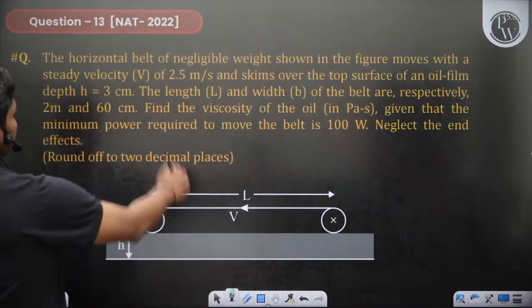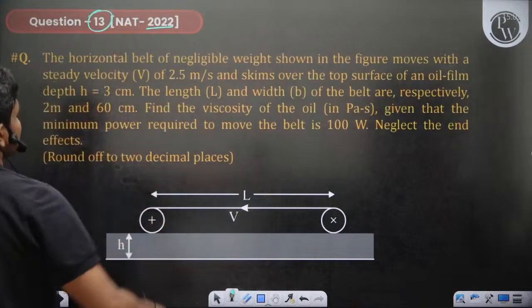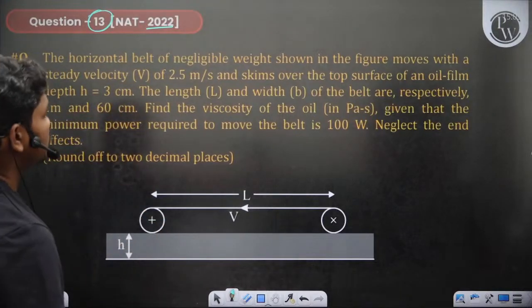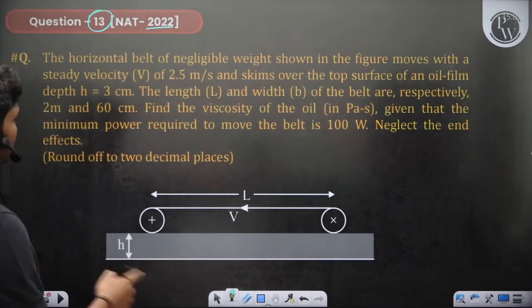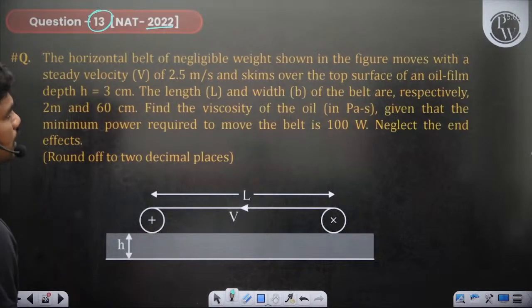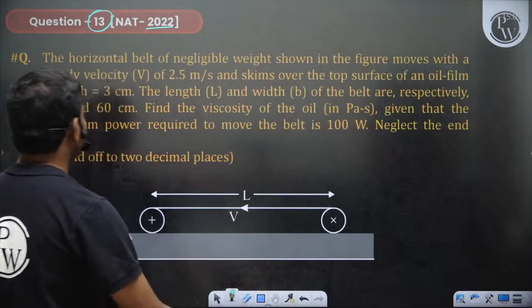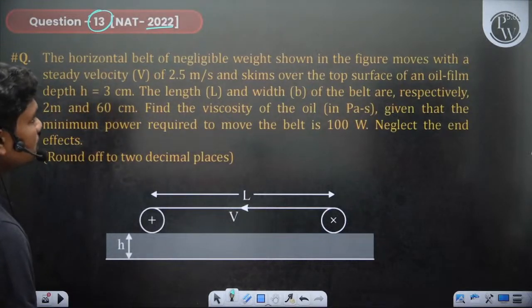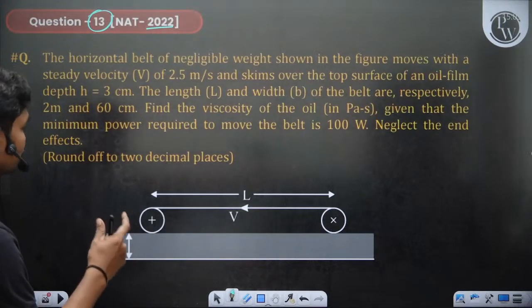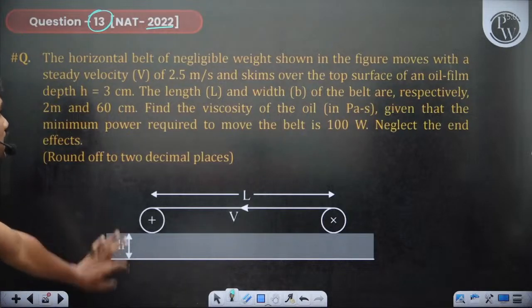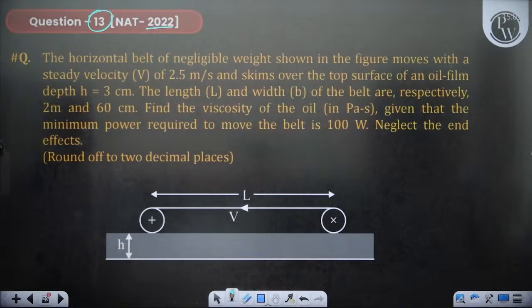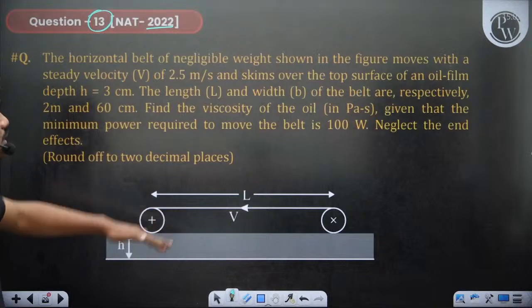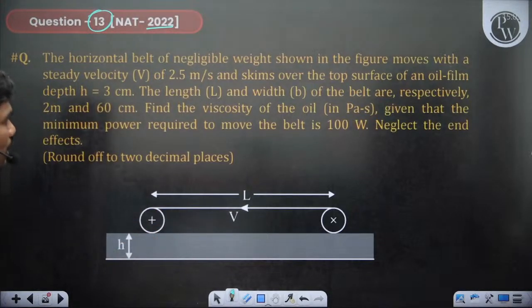So let's solve 2022 again. Question number 13. The horizontal belt of negligible weight, as shown in the figure, moves with a steady state velocity of 2.5 meter per second and skims over the top surface of an oil film. Skimming means it just pulls the oil about. The oil film has a depth of 3 centimeters. Length and width of the belt are respectively 2 meters and 60 centimeters. Find the viscosity of the oil, given that the minimum power required to move the belt is 100 watts. Neglect the end effects.